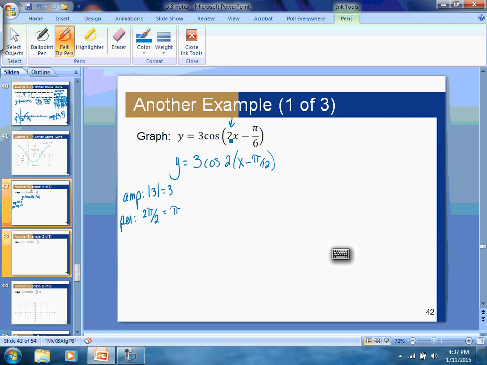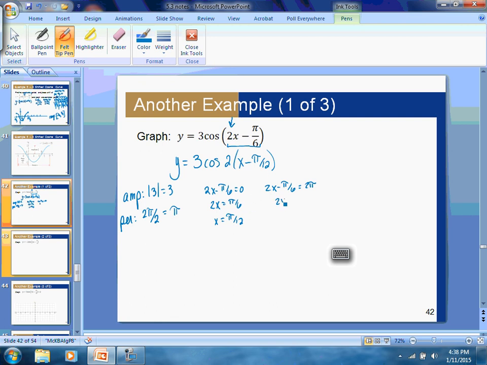Okay. And then I have to do my phase shifts. So I'm going to take all this stuff in the parentheses, the 2x minus pi over 6. I'm going to set it equal to 0, and then I'm also going to set it equal to 2 pi. So I'll have 2x equals pi over 6, and then when I divide by 2, I get pi over 12. And that's the same number that I had there when I took out the 2 from the parentheses. So that's a good double check.